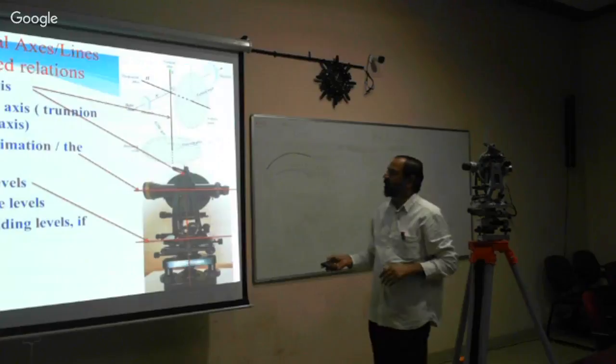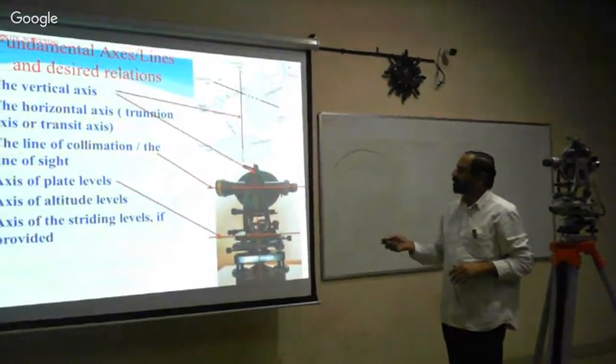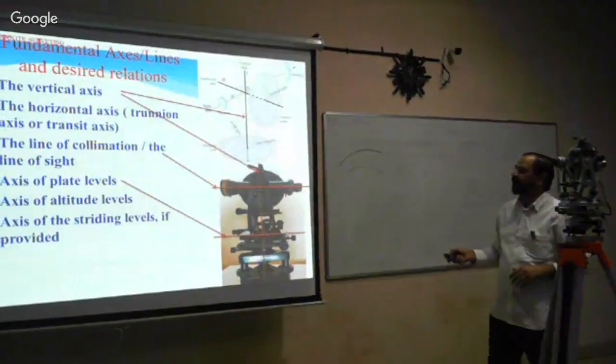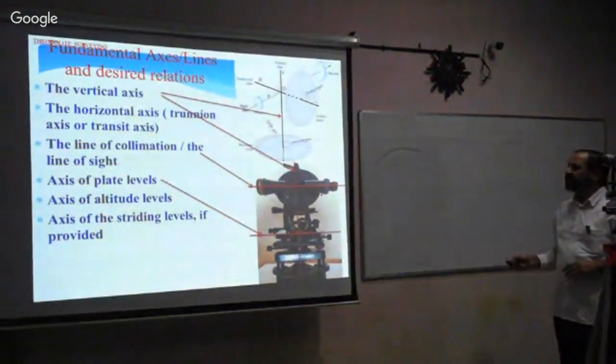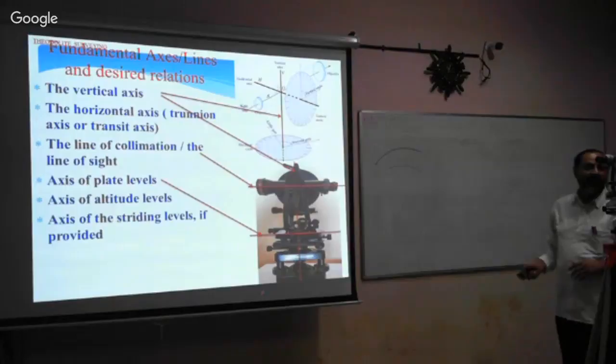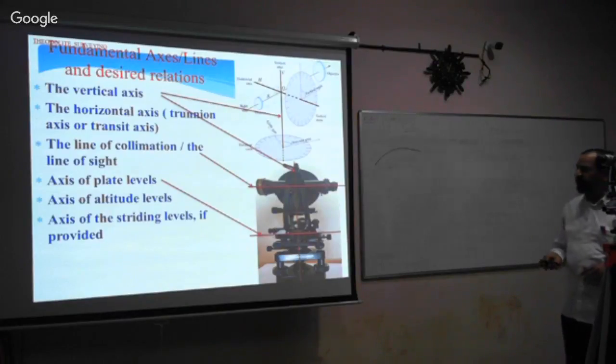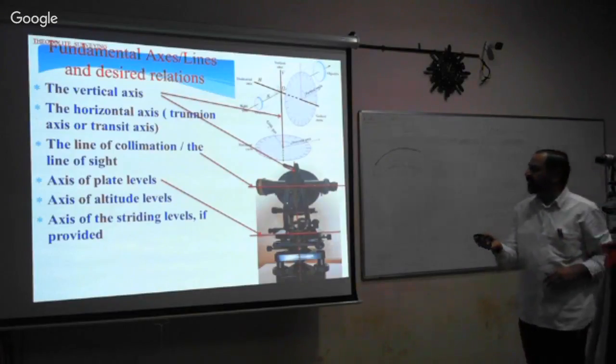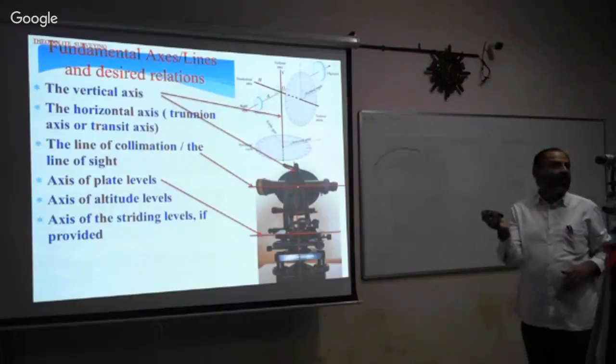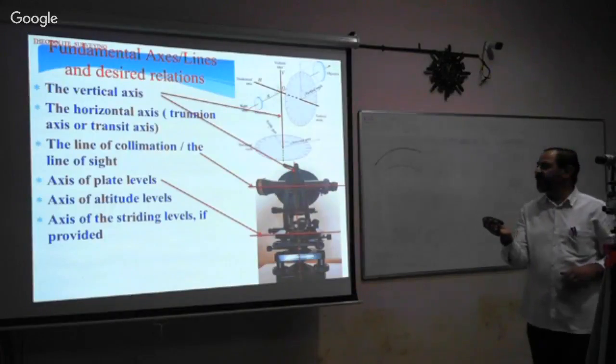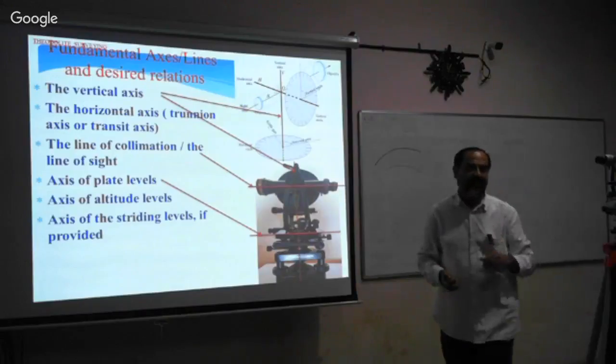Now these are the fundamental axes of the theodolite. You can see this, the fundamental axes of the theodolite. This is the diagram and this is the actual theodolite, isn't it? This is the vertical axis and this is the line of sight. These are the plate levels, the axis of the plate level. The another axis which is perpendicular to this is the horizontal axis.